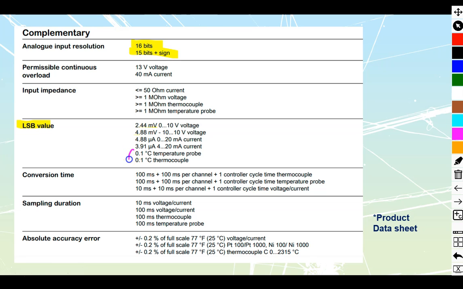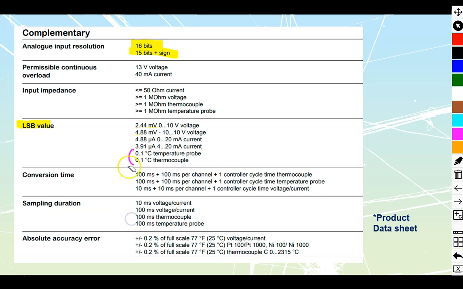Other than that, for temperature, it gives us a 0.1 of a degree Celsius change that we're able to measure on temperatures or thermocouples themselves. What we also see is that the conversion time and the sampling time are much larger than what we had on our analog inputs. With our analog inputs, we were looking at 1 millisecond before. Now it's up to 10 milliseconds. And by the time we are sampling temperature, it's going to be up to 100 milliseconds.